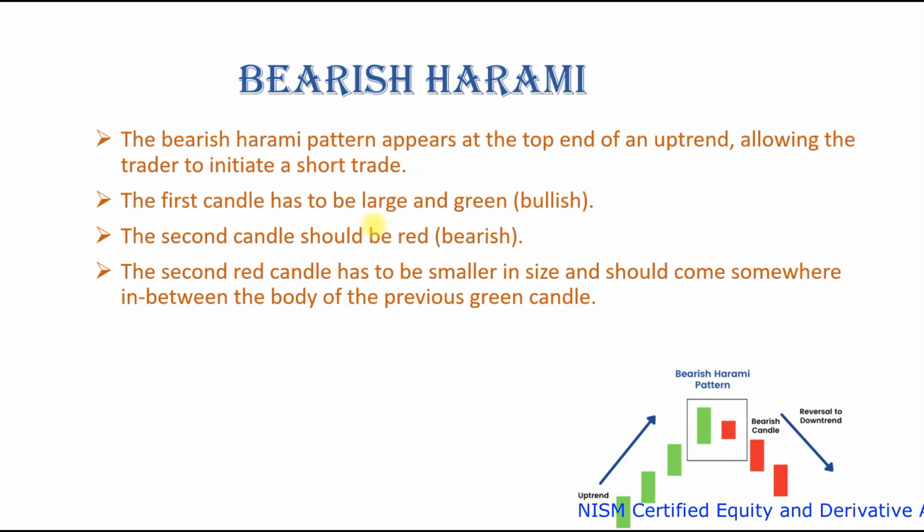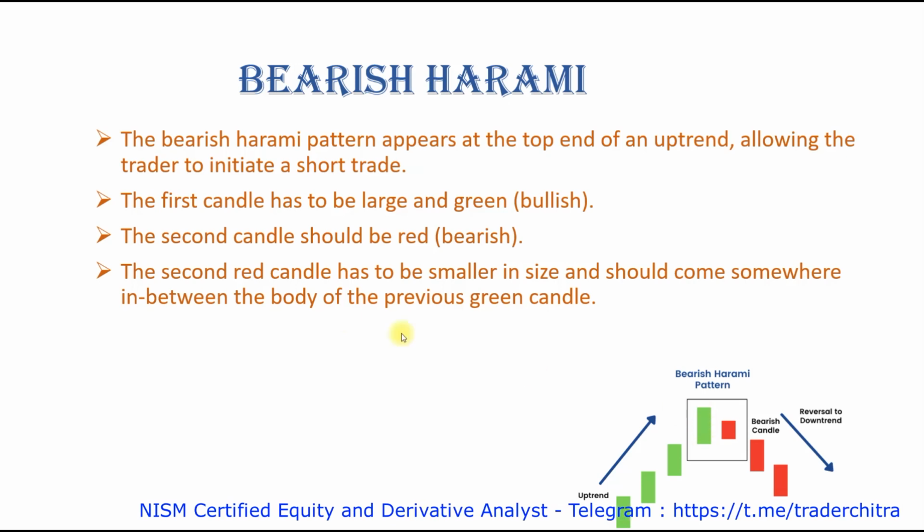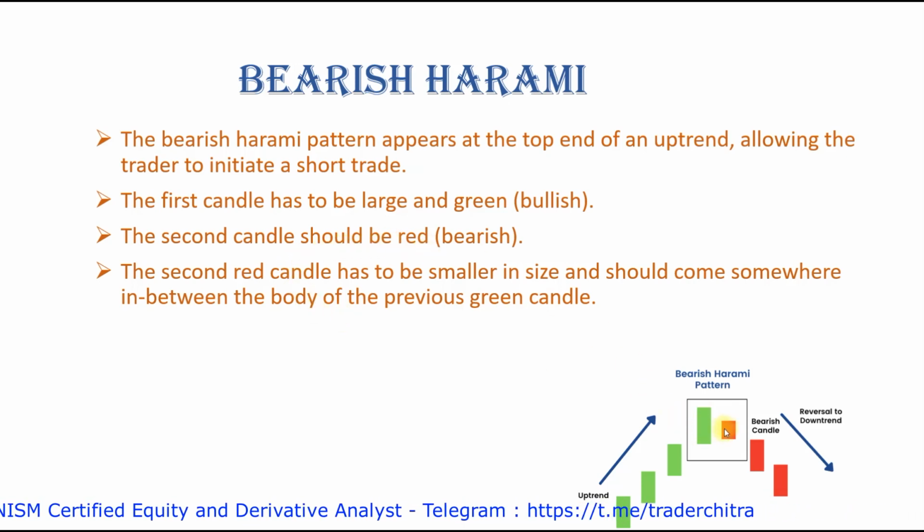We have two types of patterns, bullish and bearish Harami. Now we are seeing the bearish Harami. The first candle has to be large and green. This is a green candle and it is large and green. So this is the bullish candle. And the second candle should be red and bearish. This is the second candle and it is red and bearish.